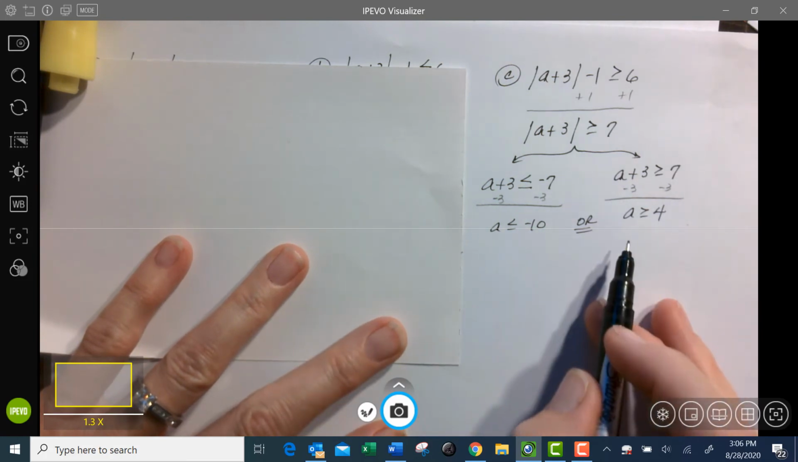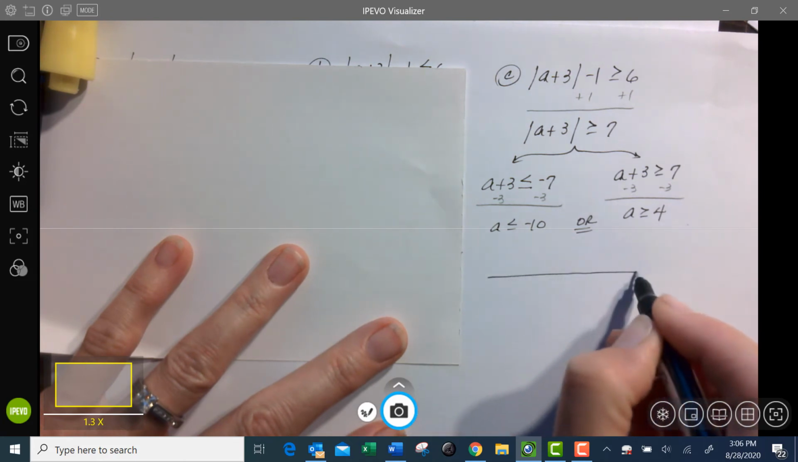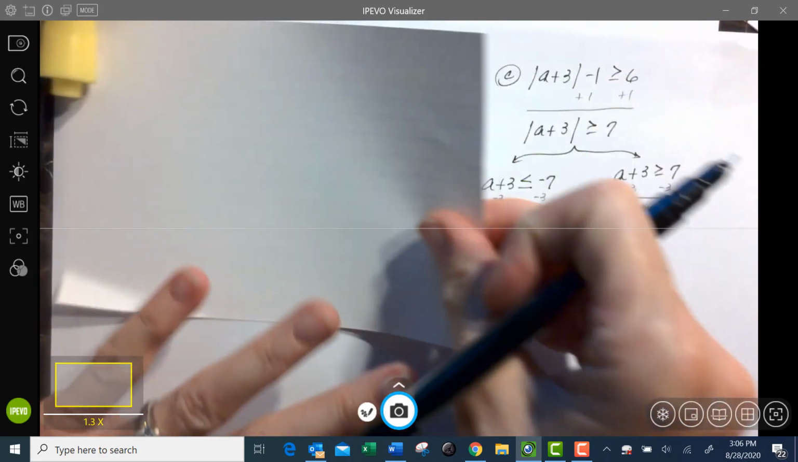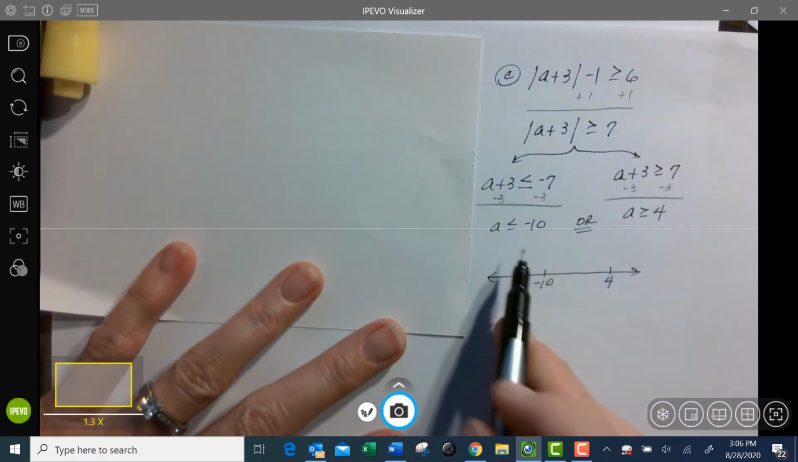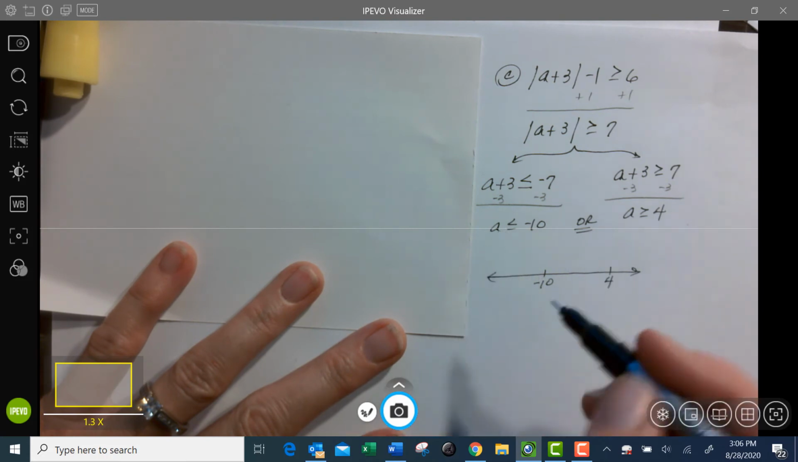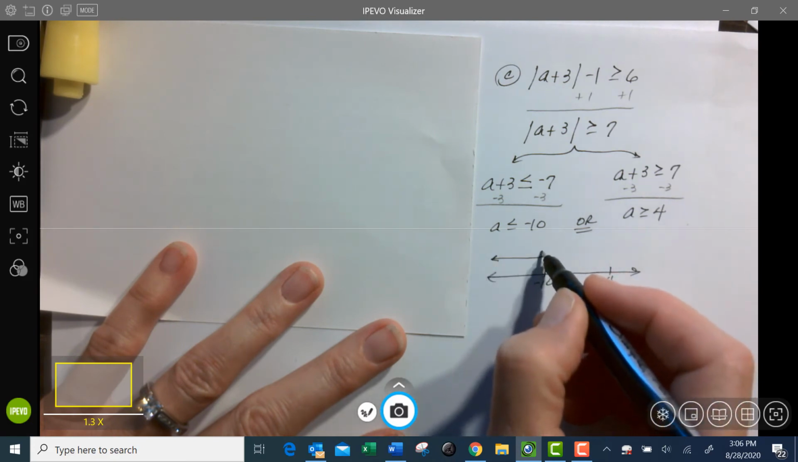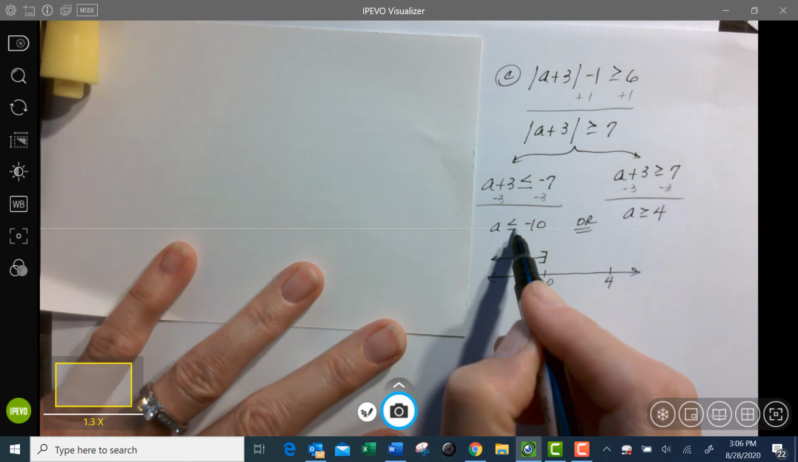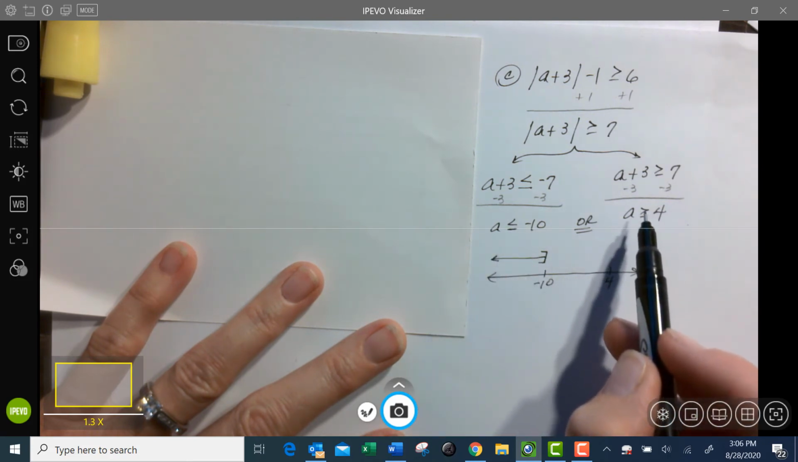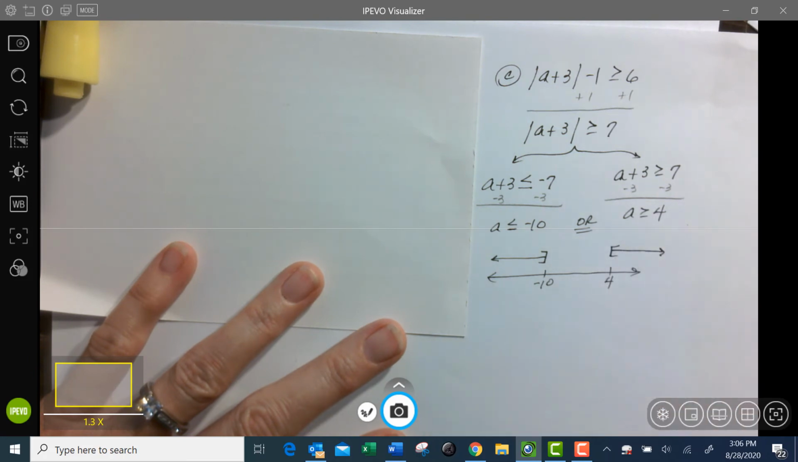Now, to get my graph of all of these solutions, because this is an infinite number of solutions, I'm going to go to my number line again. I'm going to keep it pretty simple. A less than or equal to -10, less than is to the left, the same direction of the arrow. I'm going to go left of the -10, and because of the equal portion of the inequality, I put a square bracket. This one, A is greater than or equal to 4. The arrow is to the right side of the 4, and again a square bracket.